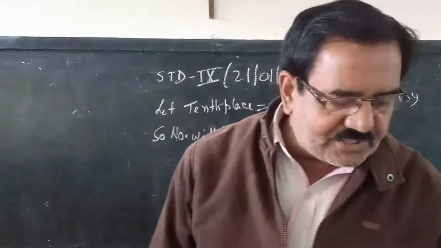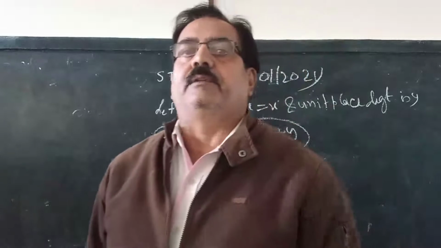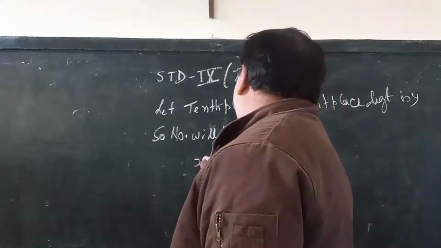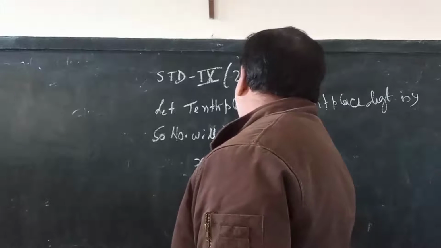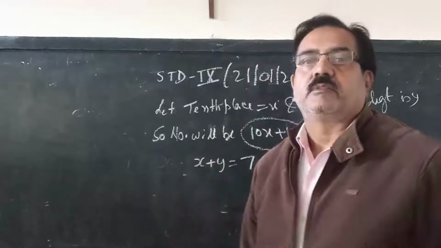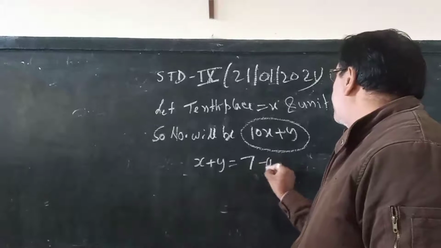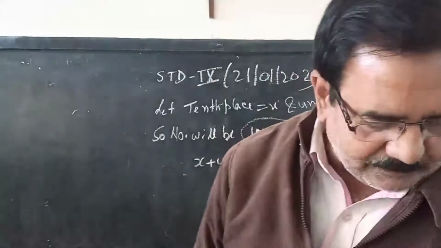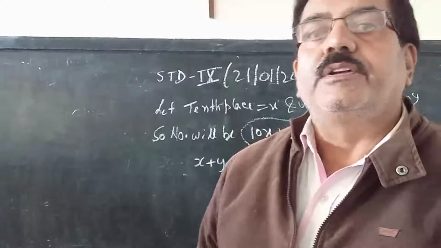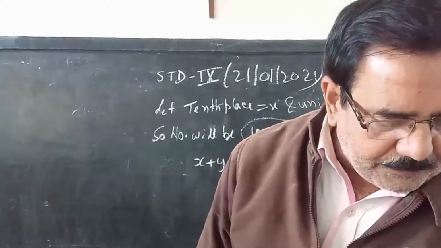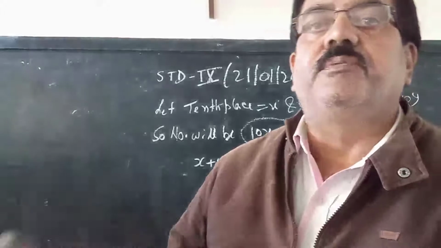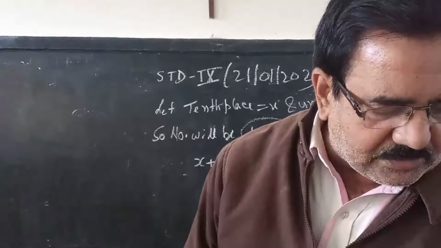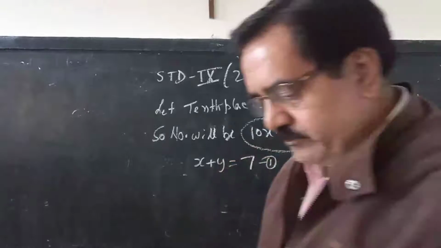Right? Now what is given in the question? The sum of the digits is 7. Meaning the digits are x and y, so the sum of the digits, x plus y, is equal to 7. This will give the first equation. Now read the statement: if the number with the order of the digits reversed is 28 greater than twice the unit digit of the original number.